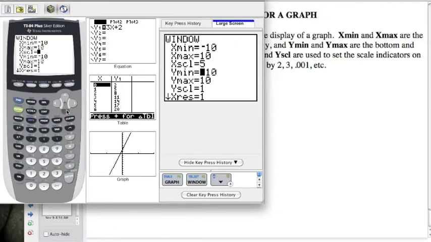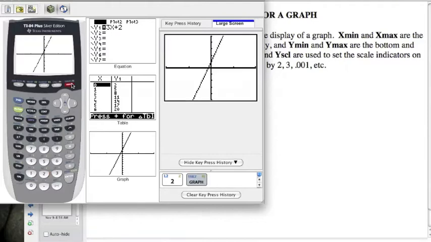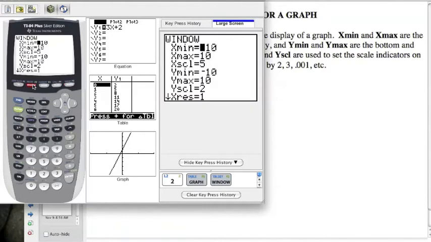And the same for the y scale. So for instance, if I change the y scale to 2, and now I graph it, notice that each of those tick marks on the y-axis represents 2. So I have negative 10, negative 8, negative 6, negative 4, negative 2, 0, 2, 4, 6, 8, and 10.